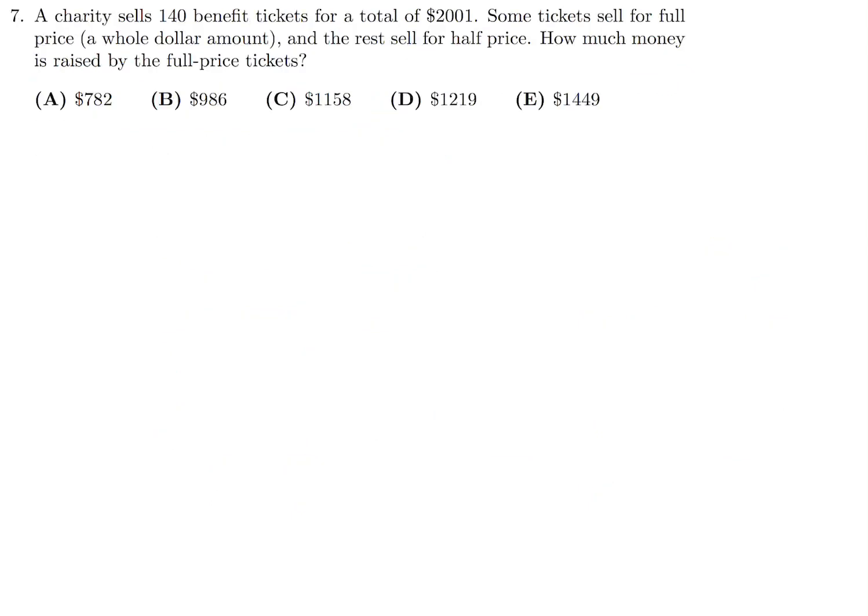A charity sells 140 benefit tickets for a total of $2,001. Some tickets sell for full price and the rest sell for half price. How much money is raised by the full price tickets? Okay, so I'll let A equal the full price tickets, and I'll let B be the half price tickets. And then we also know that there's a total of 140 that have been sold. So the tickets sold at half price plus the tickets sold at full price equal 140.